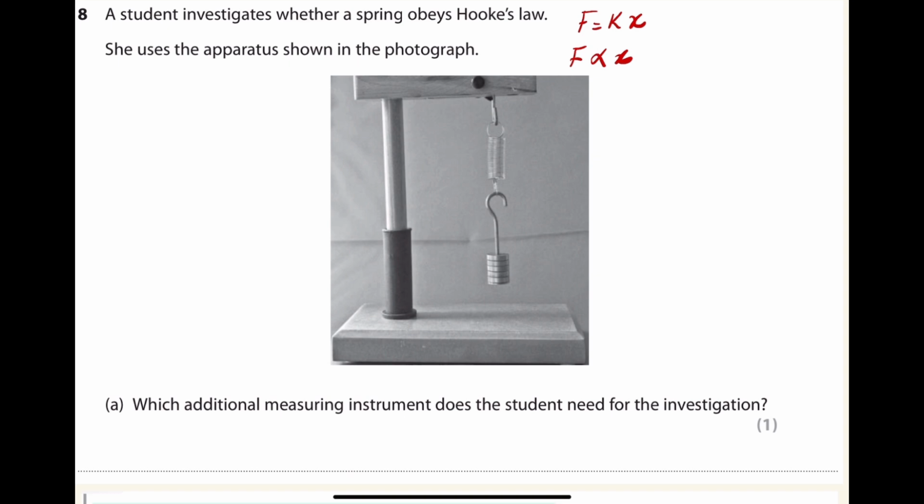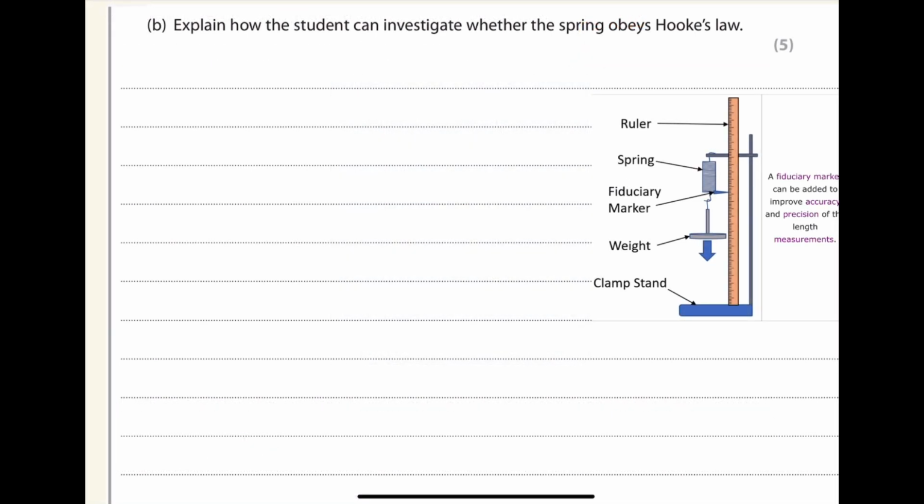She uses the apparatus shown in the photograph. Which additional measuring instrument does the student need for the investigation? The correct answer must be the meter rule or meter ruler to measure the extension. We have some accepted answers according to the mark scheme, like set square, tape measure, digital calipers, and we have to ignore meter stick.